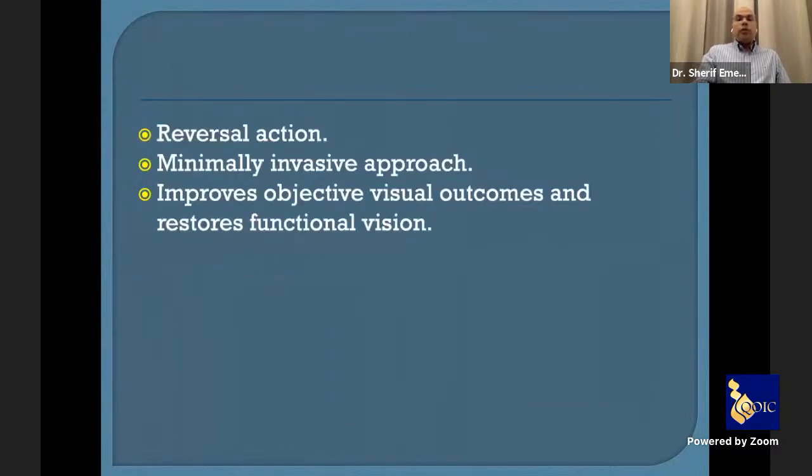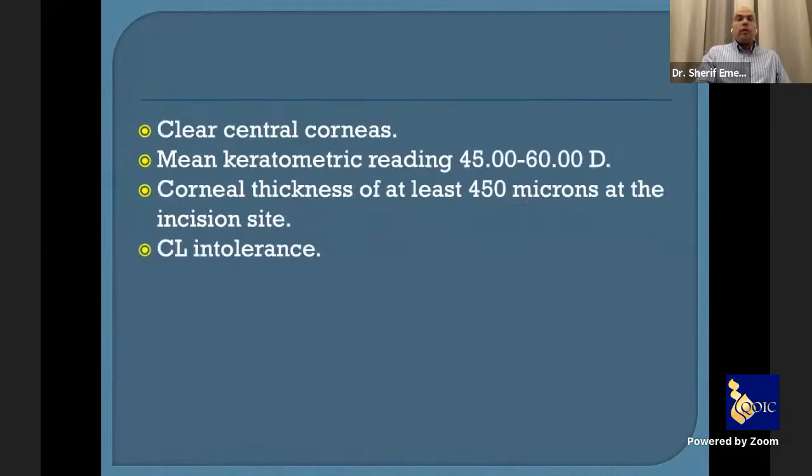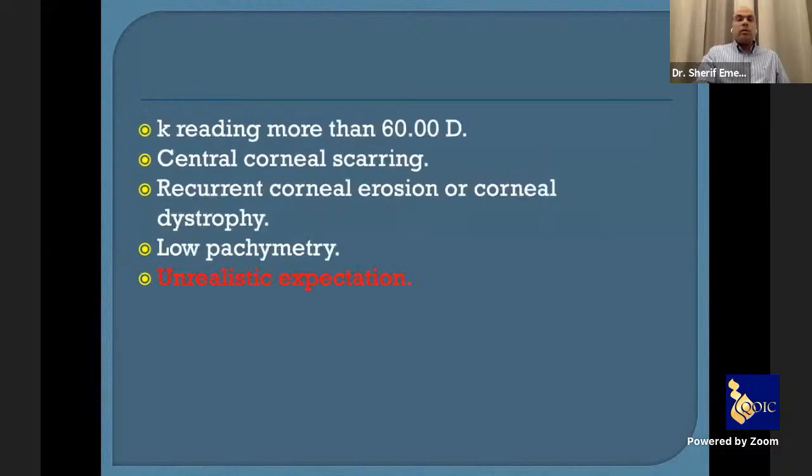The advantage of the intracorneal ring is that it is reversible in action. We can remove it anytime. It's a minimally invasive approach. It doesn't affect the central part of the cornea, improves objective visual outcome and restores functional vision. The indication is a clear central cornea, the K reading should be between 45 to 60 diopters, the corneal thickness is at least 450 microns at the incision site, and the patient is contact lens intolerant.